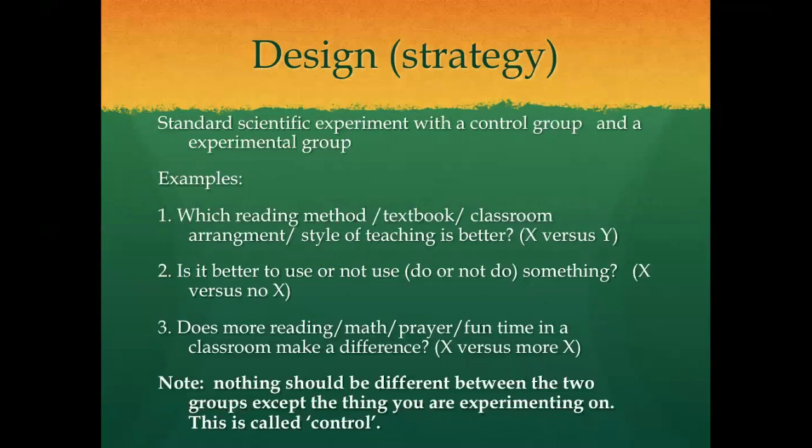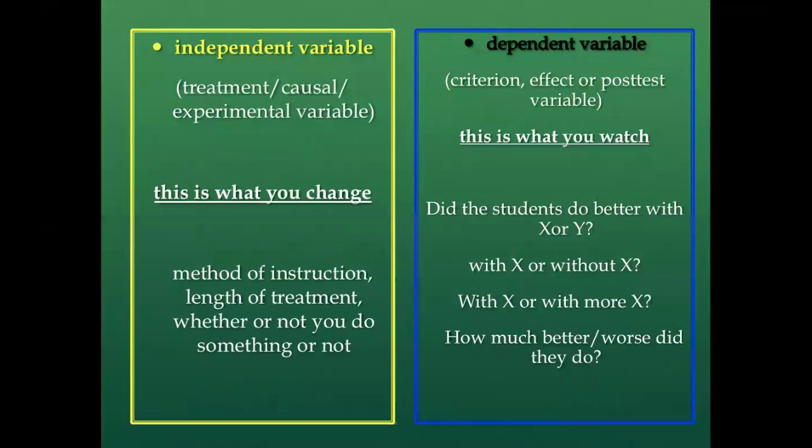Your independent variable is also called your treatment, causal, or experimental variable. That's what you're changing. You're changing the method of instruction, the length of the treatment, whether or not you do something or not. Your dependent variable is your criterion, effect, or post-test variable, and that's what you're watching. So did the students do better with X or Y, with X or without X, or with X or with more X? And then how much better or worse did they do? So you can add that into your research.